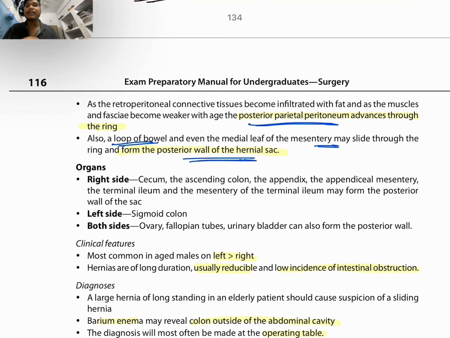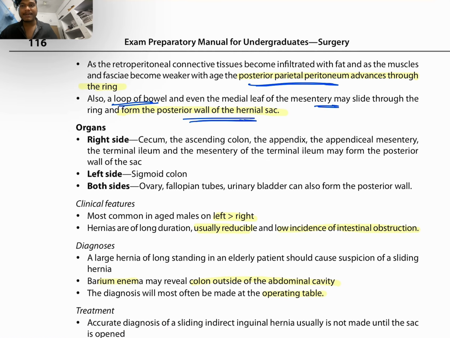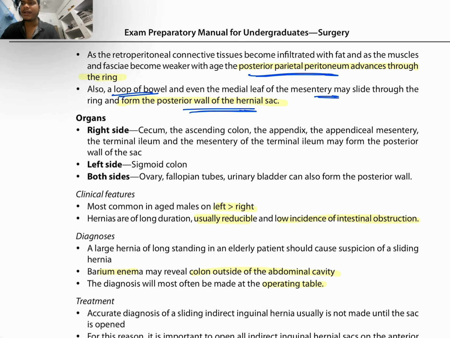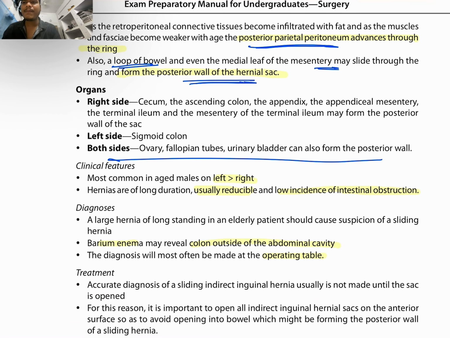Okay, next is what are the organs involved. On the right side, what are the organs present? These are the cecum, ascending colon, appendix, appendiceal mesentery, or the terminal ileum and the mesentery of the terminal ileum, whereas on the left side there will be the sigmoid colon. On both sides, we remember common organs like the ovary, fallopian tube or urinary bladder may also be seen through the posterior wall.